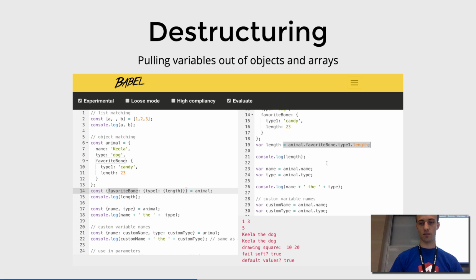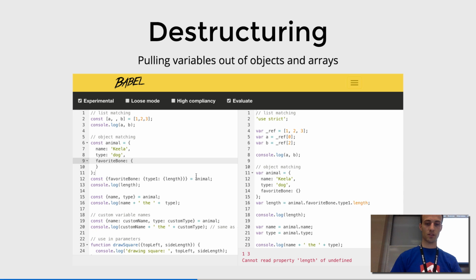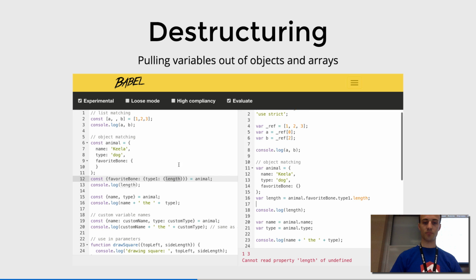Pretty handy. And that's actually also another important thing to note: because of the way that destructuring objects works, if you're pulling something out of an object where the sub-objects don't actually exist, then you're going to get a runtime error, which is no fun. So if you're destructuring nested stuff, just be careful.